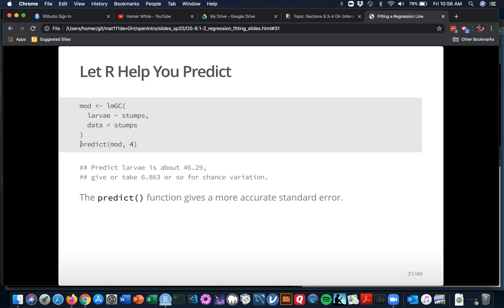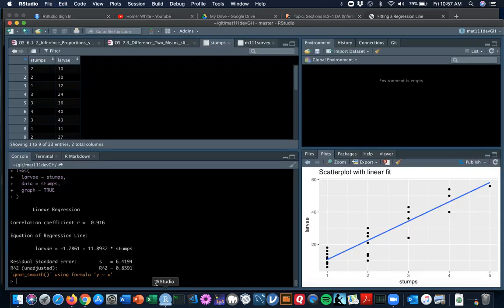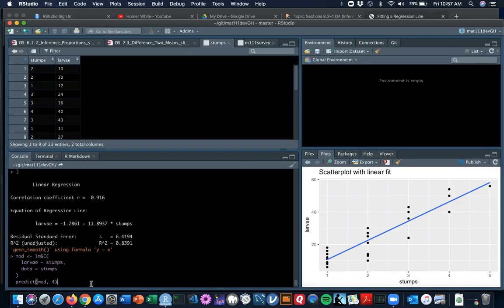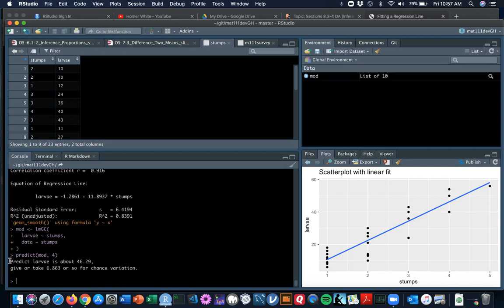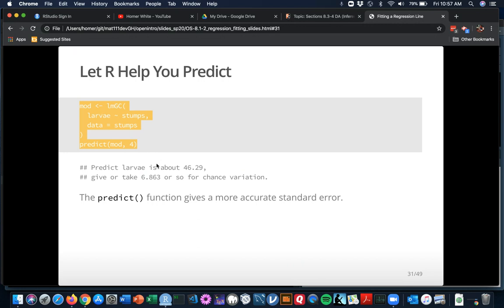And then there's an R function called predict, and you can run it on that model where you say, okay, got my model with my regression line in it. Let me make a prediction when there's a new plot that has 4 stumps in it. And so if you were to try this in RStudio, and you get this response down in the console, let's take a look at it.